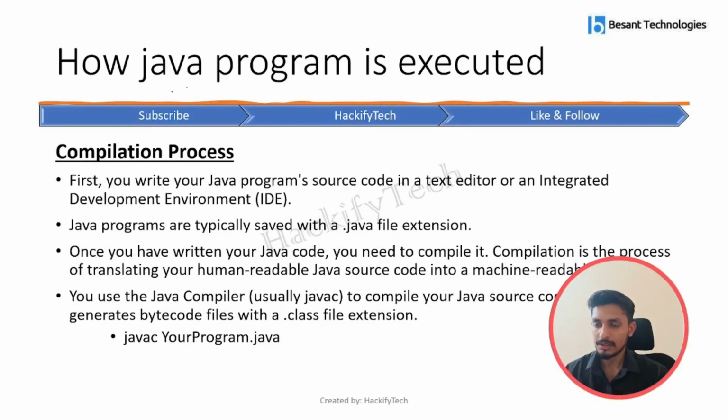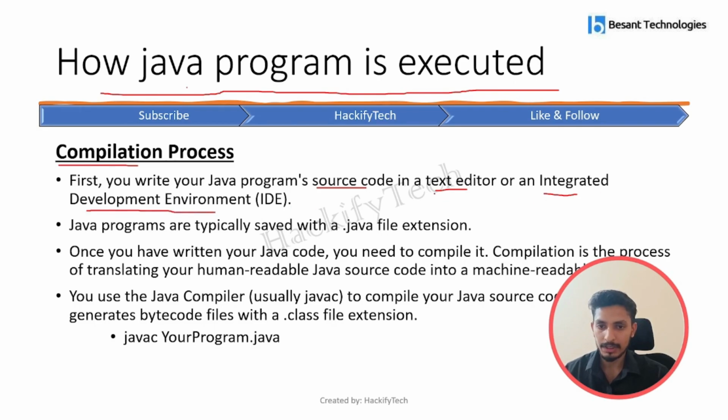So in this series, the first question we have is how a Java program is executed. Basically, there are two phases of execution. First is the compilation phase, in which we create a Java program, that is, Java source code, in a text editor, or we can use any IDE, that is, an integrated development environment, in order to write a Java program. In this series, we'll see how we can create it with the help of a text editor like Notepad. Java programs are typically saved with a .java file extension.